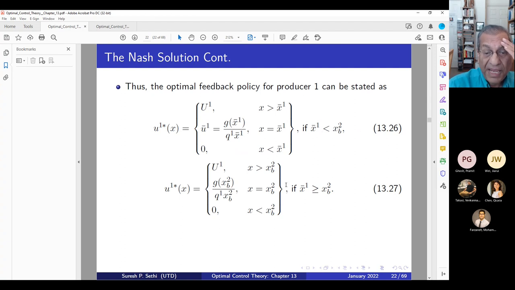Okay. If X1 bar is bigger than XB2, then it's also clear. He will fish U1 down to XB2, and then he will fish that much, but he will not go below. He doesn't want to go down below XB2 because he wants to be as close to X1 bar as possible. And for the other guy, if X is less than XB2, he goes to zero, the other guy is not making any money. So that's a feedback control that we know.